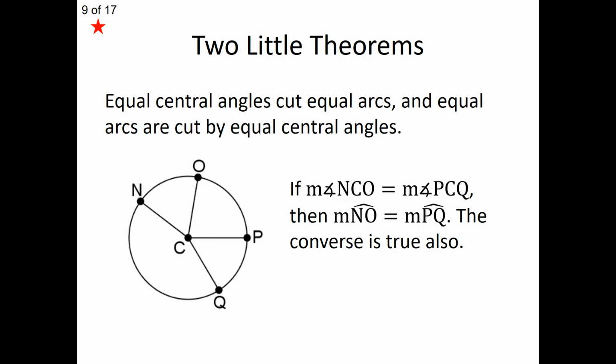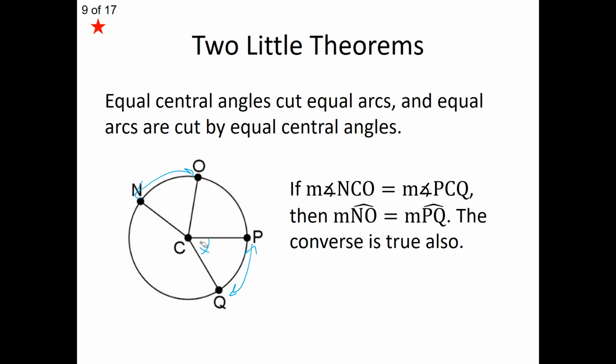Now, there are two little theorems that we can prove very quickly with the definition of central angle and this new arc measure postulate. I'm going to have you do these on your own on the worksheet. They're very simple. Given any circle, if you have two central angles of equal measure, then they cut arcs of equal measure. So in the diagram, if you're given that angle NCO is equal to central angle PCQ, then you can prove that the measure of arc NO equals the measure of arc PQ. That's one of the first proofs you'll do.